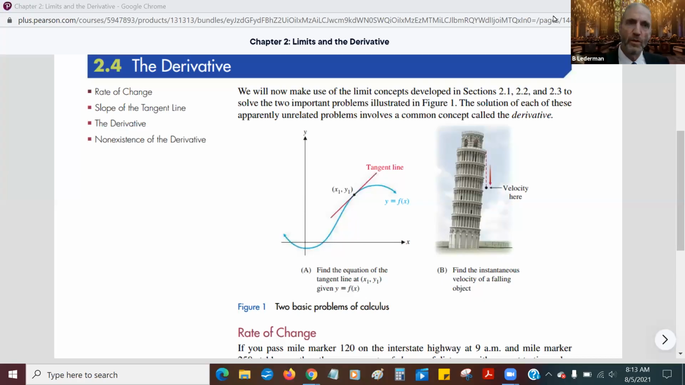Hi, everybody. We're doing section 2.4, the derivative. And this is like the big thing of calculus, a huge thing in calculus, the derivative. And the best way I could describe a derivative is if you're driving, let's say you want to know how fast you're driving.